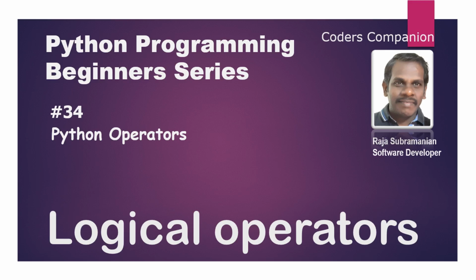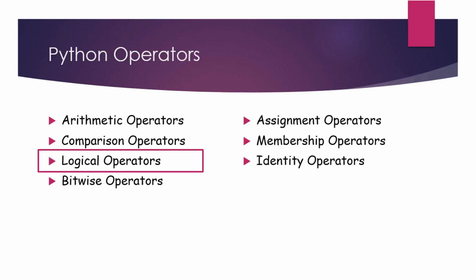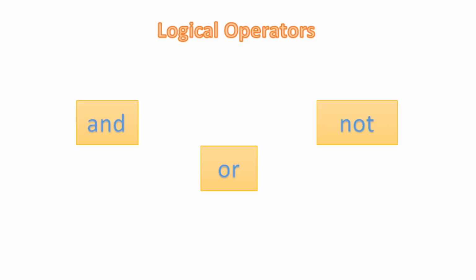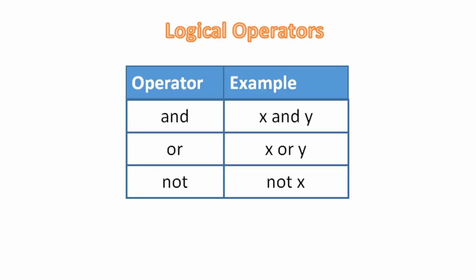Let's get started. This is the third topic in Python operators. Logical operators are and, or, not. These operators are not represented as symbols, rather they are English words in lowercase. These are the examples of using logical operators. In these examples, x and y are the operands.